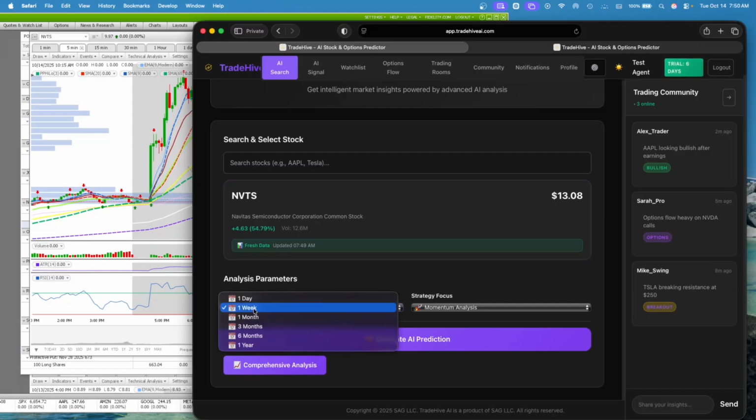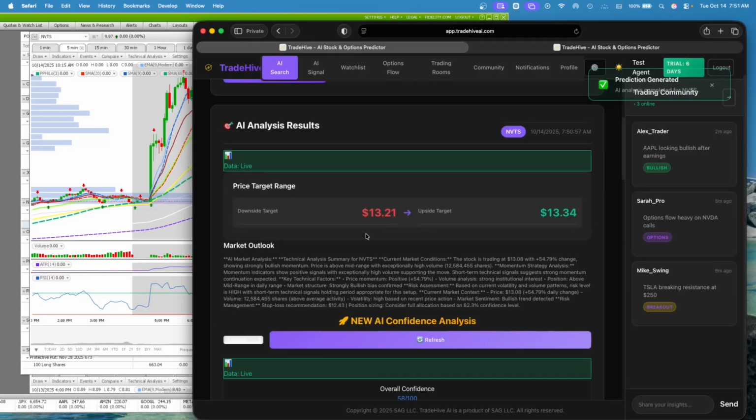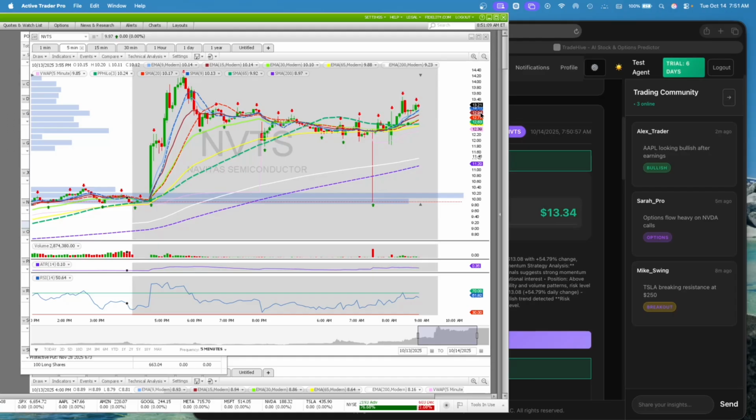So what I want to do is look at the 1 week or 1 day. Let's look at today and see how the momentum is. We can do momentum, we can do mean reversion, or we can do options. I want to look at momentum and see how the momentum looks for this stock, right? It showed me the volume, 12.6 million volume in pre-market. That's pretty good, right? So it generates my prediction. Today it tells me that this stock is going to see an upside surge. Right now it's already at 13.19.